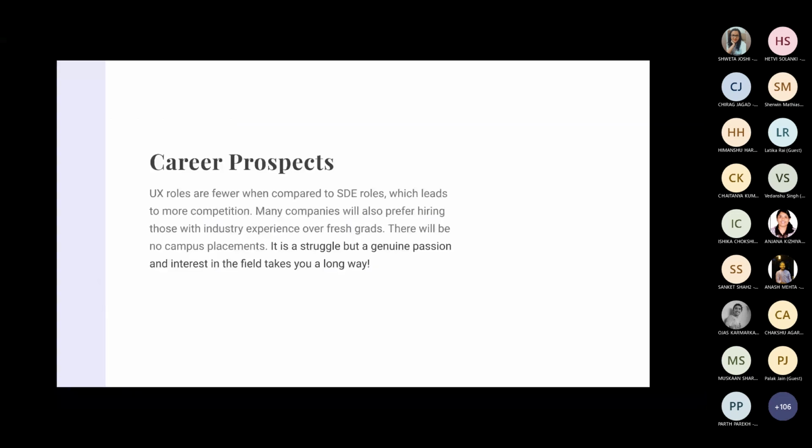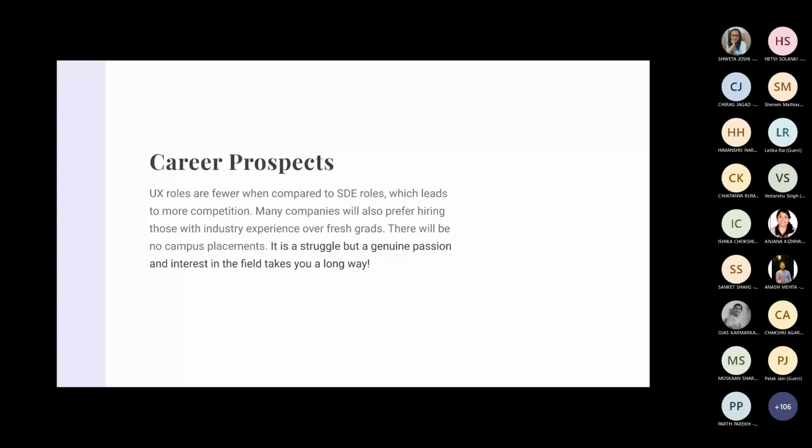In a team of 5 people, there's a chance that one person will be a UX designer and 4 other people will be engineers, so software developers or front-end engineers. And with this ratio, UX roles are fewer than SD roles, which leads to more competition in finding a good position or a job for you. Because many companies also prefer hiring those with industry experience over fresh grads. If they are hiring many fresh grads in an SD role, they can afford to take people who have limited experience. But if out of these 5 people, only one of them is going to be in a UX role, they want that person to come with industry experience so that they can get started immediately.